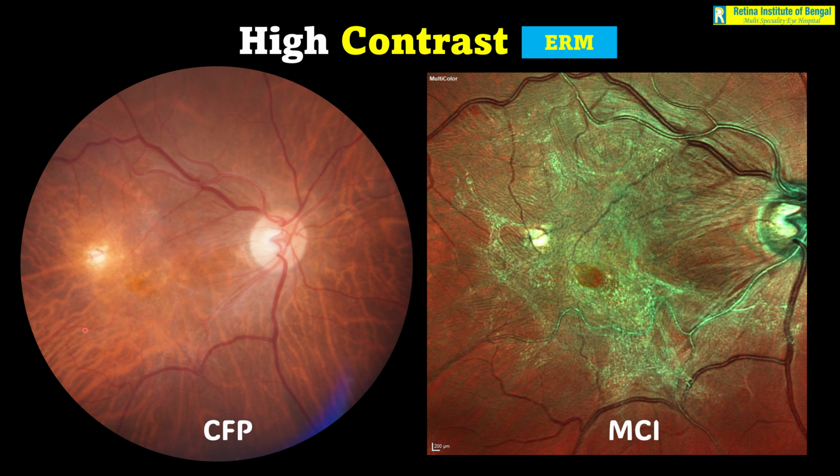On the left hand side, you can see the color fundus photo, where you can make out these retinal striae, the straightened retinal vessels, which suggest that there must be an epiretinal membrane there, but you can hardly make out the membrane. But look at the multicolor image. You can make out the entire extent of the epiretinal membrane with all the edges sharply defined. And you can also see the effect that the epiretinal membrane is having on the retinal surface.